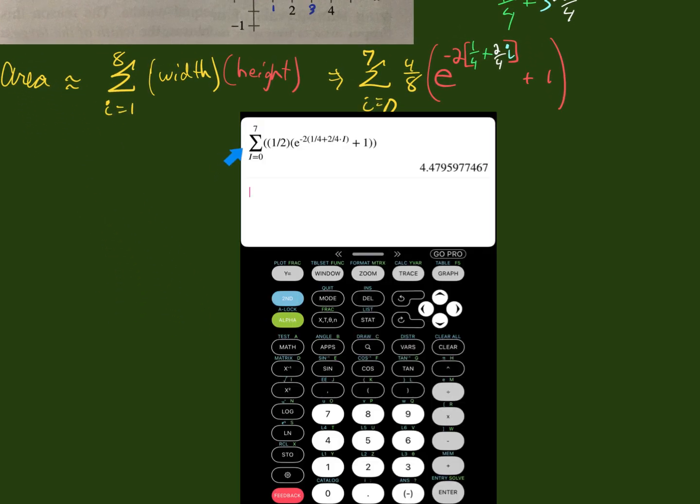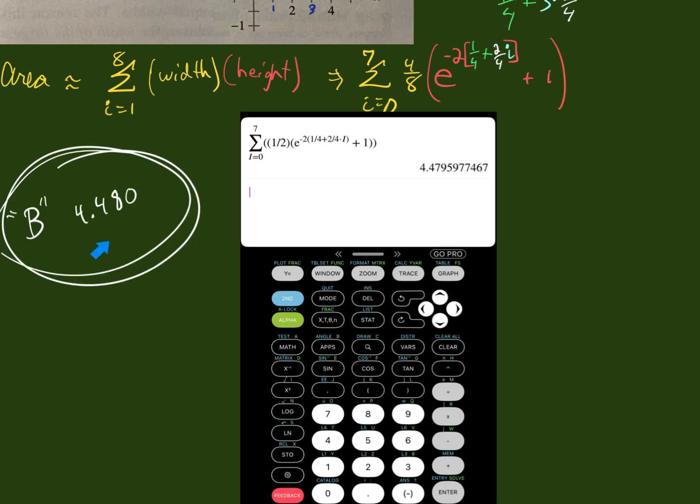And remember, like somebody let me know in class, the summation symbol is found under the math key. Math and then choice 0. And this was choice B, about 4.480.